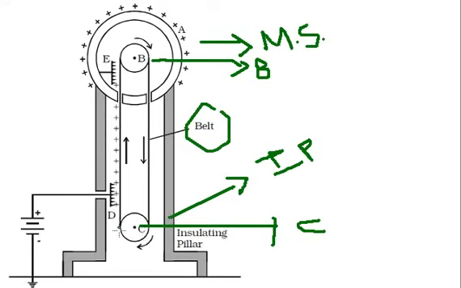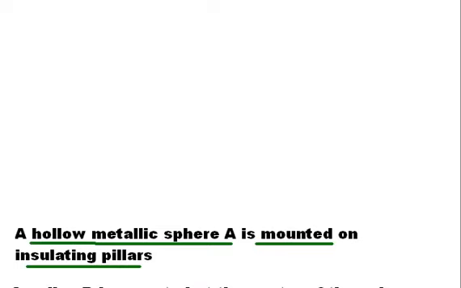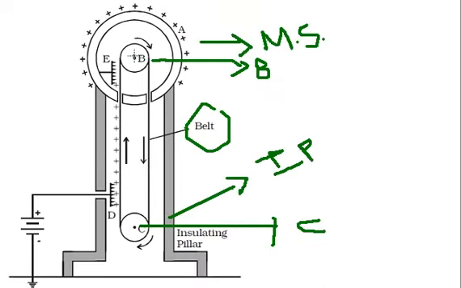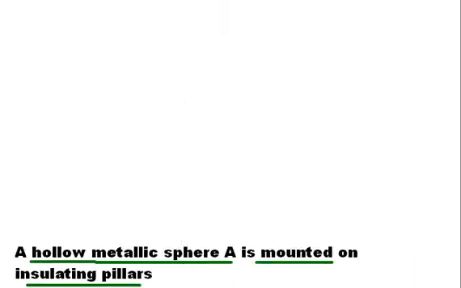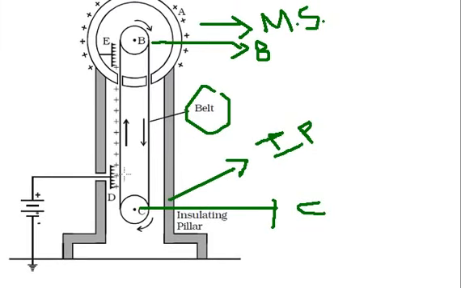So pulley C is made to rotate. So the belt is connected, and the other pulley also gets rotated, so that the pulley at the metallic sphere also gets rotated. Now we have two comb shaped conductors D and E, having a number of needles, mounted near the pulleys. Do you see those two comb shaped metallic conductors? D is here and E is here. They have very sharp pointed edges, so that the action of point principle works here.